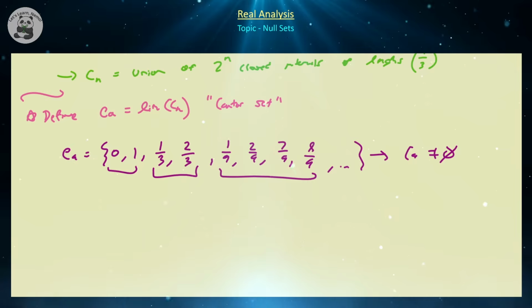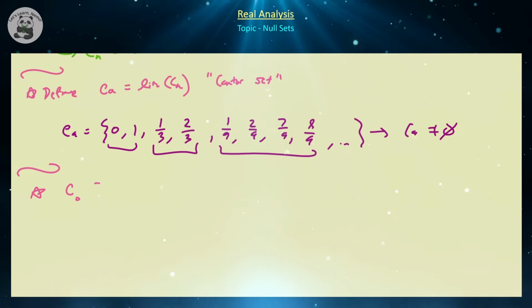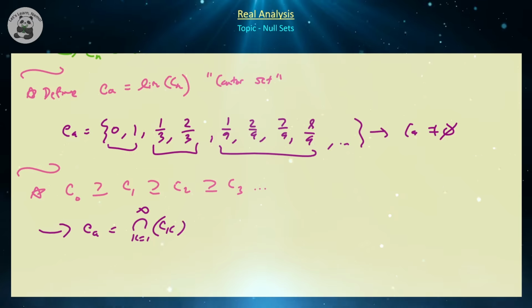A couple other properties that you should be able to see are the following. For example, C0 entirely covers C1, that is, C1 is a subset of C0. Obviously, C2 is a subset of C1, C3 is a subset of C2, and so on. You should be able to verify from this nested interval that the Cantor set is simply the intersection from k equals 1 to infinity of Ck. And what type of representation of the Cantor set is this?